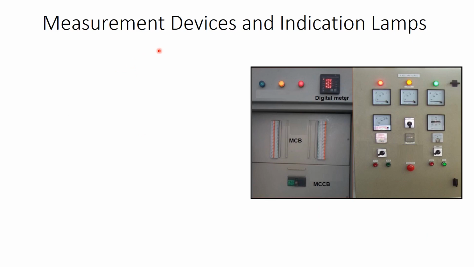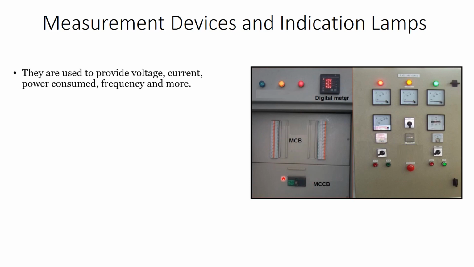Also, we have the measurement devices and indicator lamps. Indicator, not indication, indicator lamps. So as you can see here, indicator lamps. And we have the measurement device, such as a digital meter like this one, or it can be analog meters like here. You can see the amperes, the voltage, the frequency. And this one is a miniature circuit breaker. And this is the main circuit breaker, which is a molded case circuit breaker.